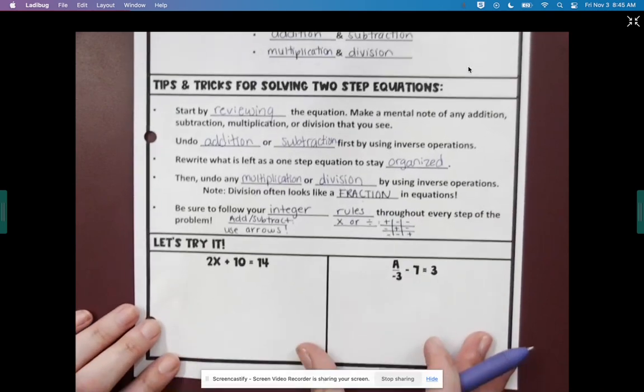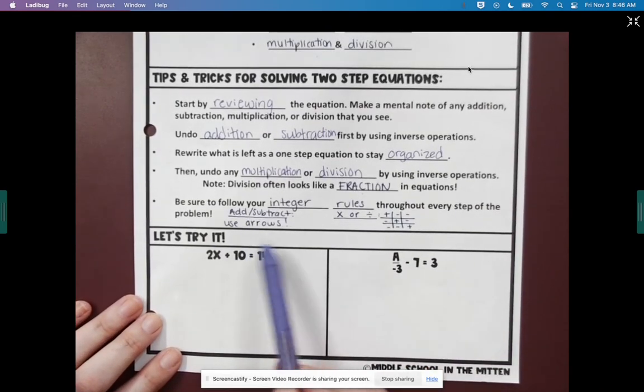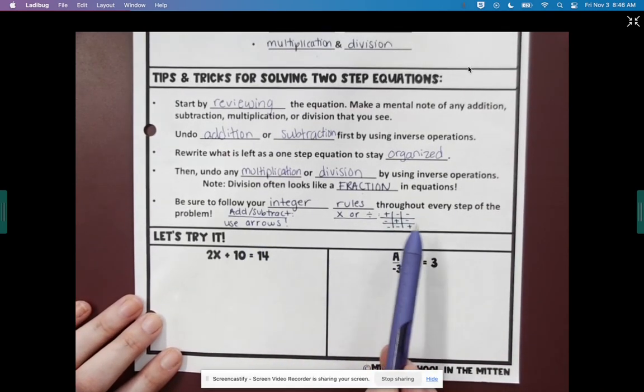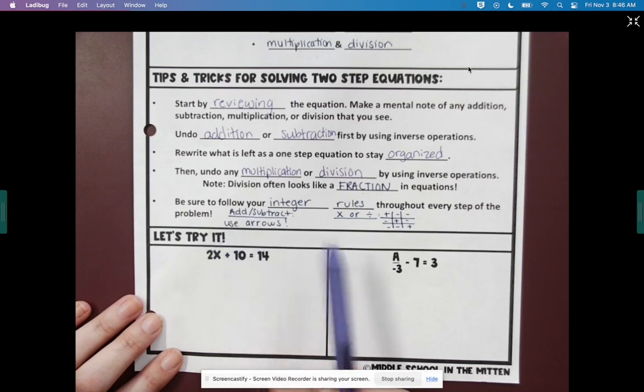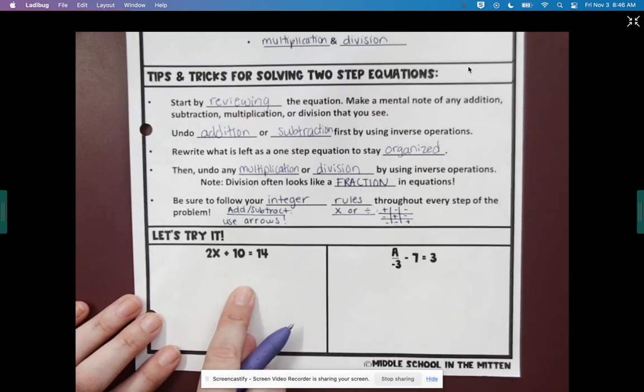Okay. On your paper, I also wrote your rules down for addition and subtraction. Here's your multiplication and division tic-tac-toe board. Please remember that if you are adding or subtracting, use those arrows. Same sign, you combine, add them up, keep the sign. If they're different signs, you subtract, and you keep that bigger sign in your answer. So let's try the first example.